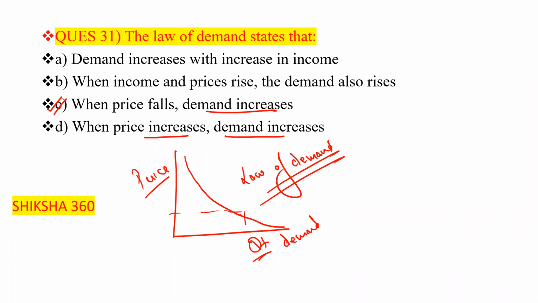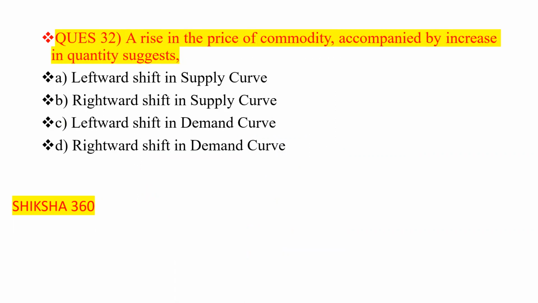Now move to the next question. Very, very important and very easy question. You just have to understand what they want to say here. A rise in the price of the commodity. Clear? Basically, if the price rises, it is accompanied by an increase in the quantity.